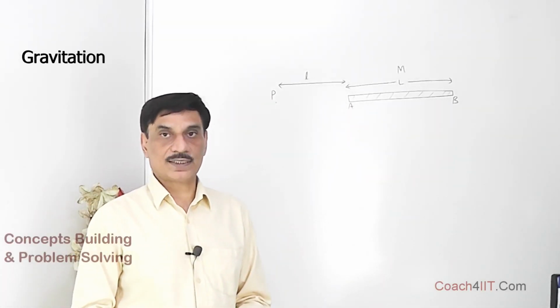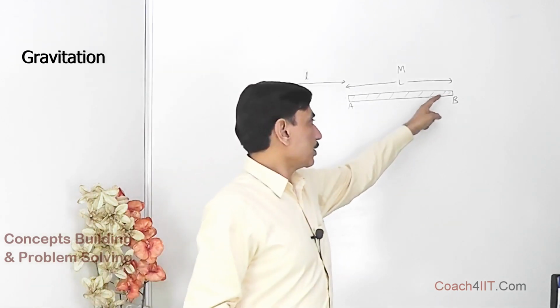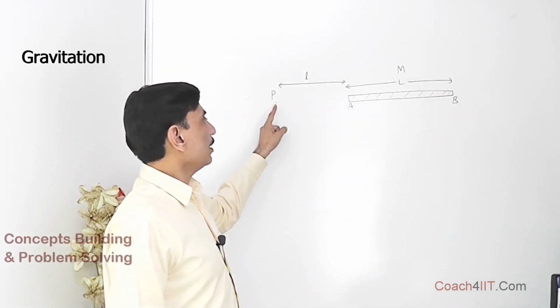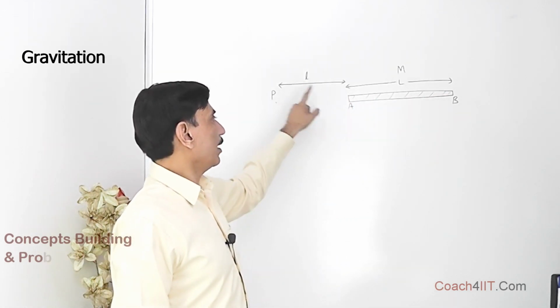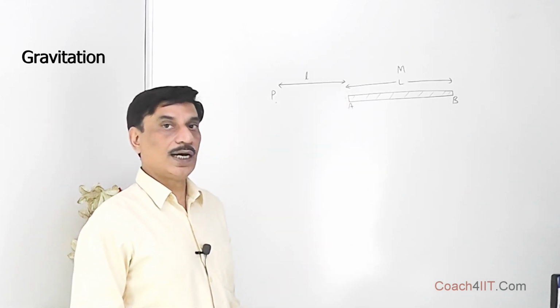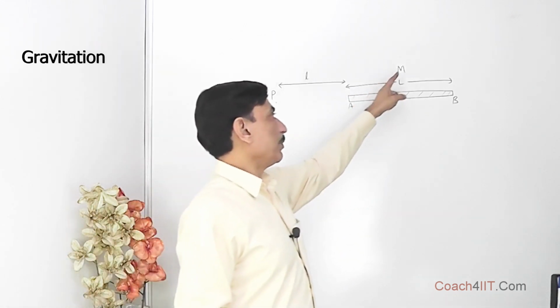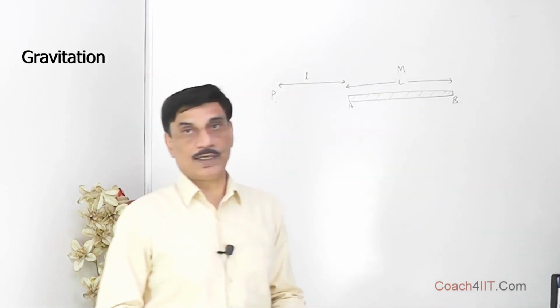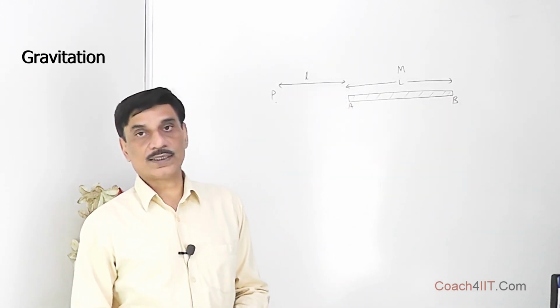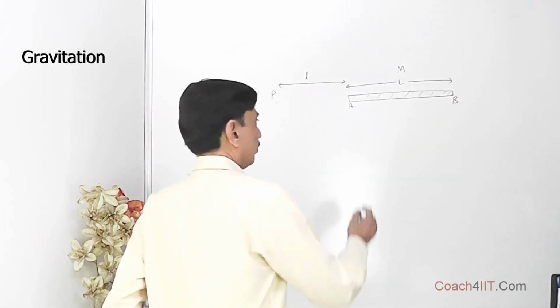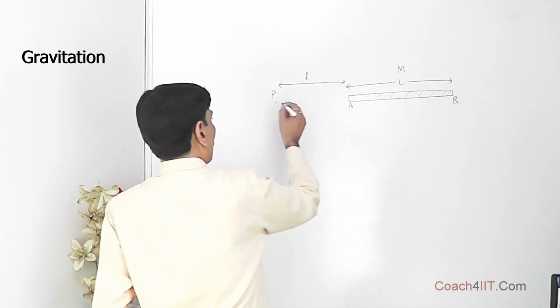of uniform mass density, and along its axis there is a point P which is at a distance small l from this end. The mass of the rod is capital M and its length is capital L. We are asked what is the gravitational field intensity because of this rod at the point P.